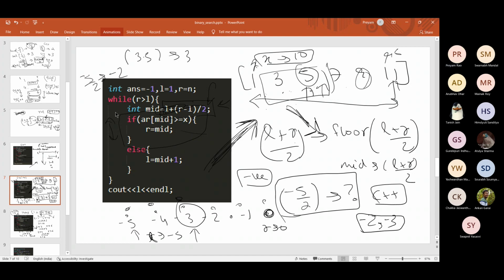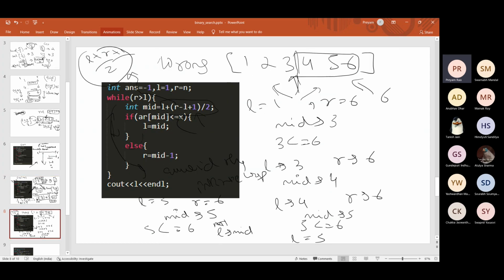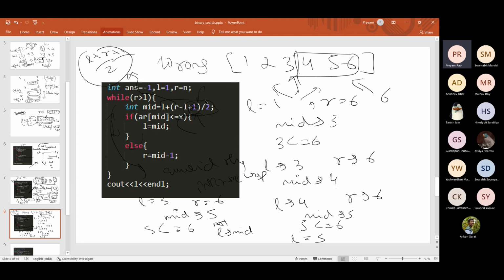But make sure that you remember this, and while you're implementing binary search on your own, you'll notice that often it goes into an infinite loop. In that case, just try adding a 1 here and see what happens. In most cases, when you add a 1 here, it would take the ceiling value, and you'll get the correct answer.